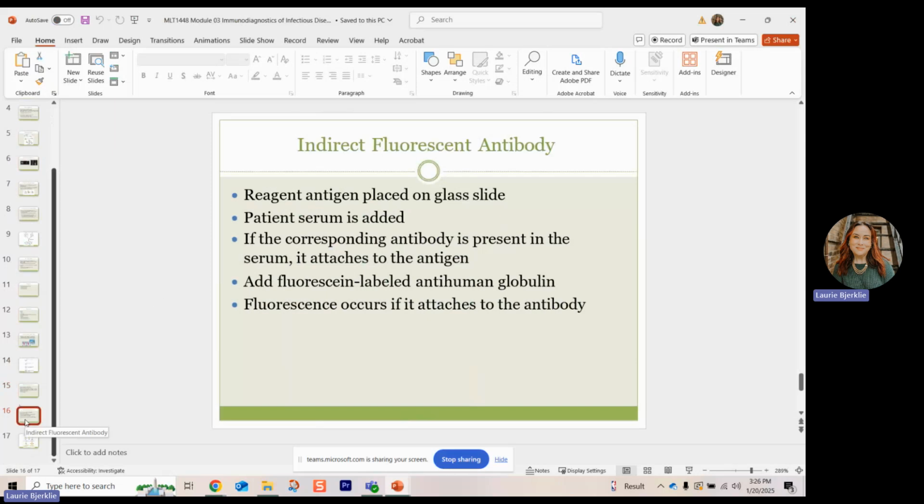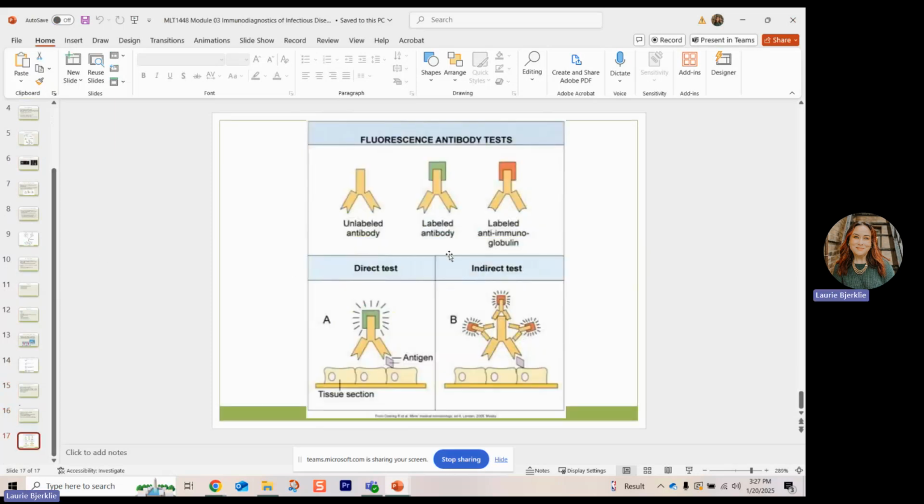I'm not going to get in depth on this because this, again, isn't something we are testing on in our micro class. It's going to be more immunology that you will get to know these things and get tested on there. So this is just showing the direct versus indirect methods of that fluorescent test. So again, a lot of information.